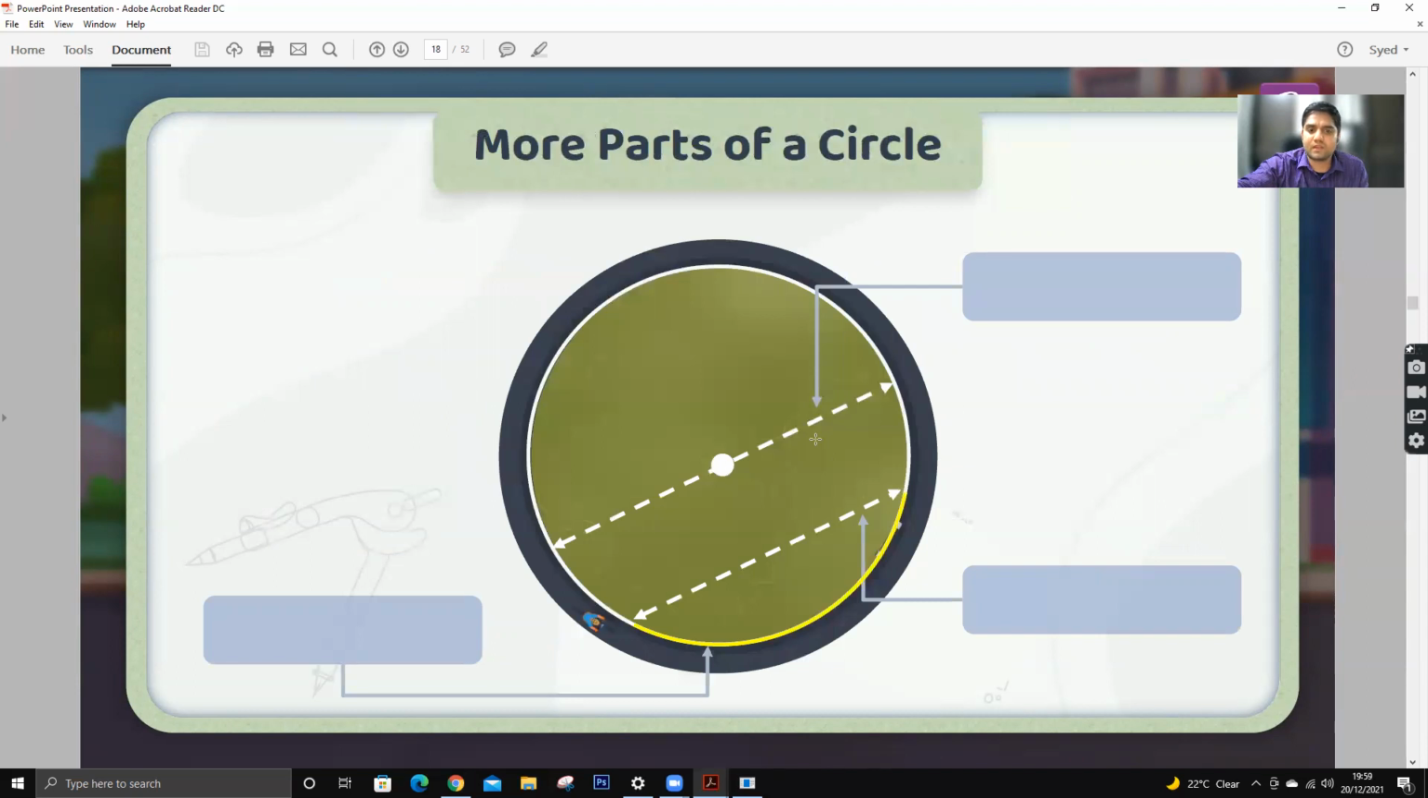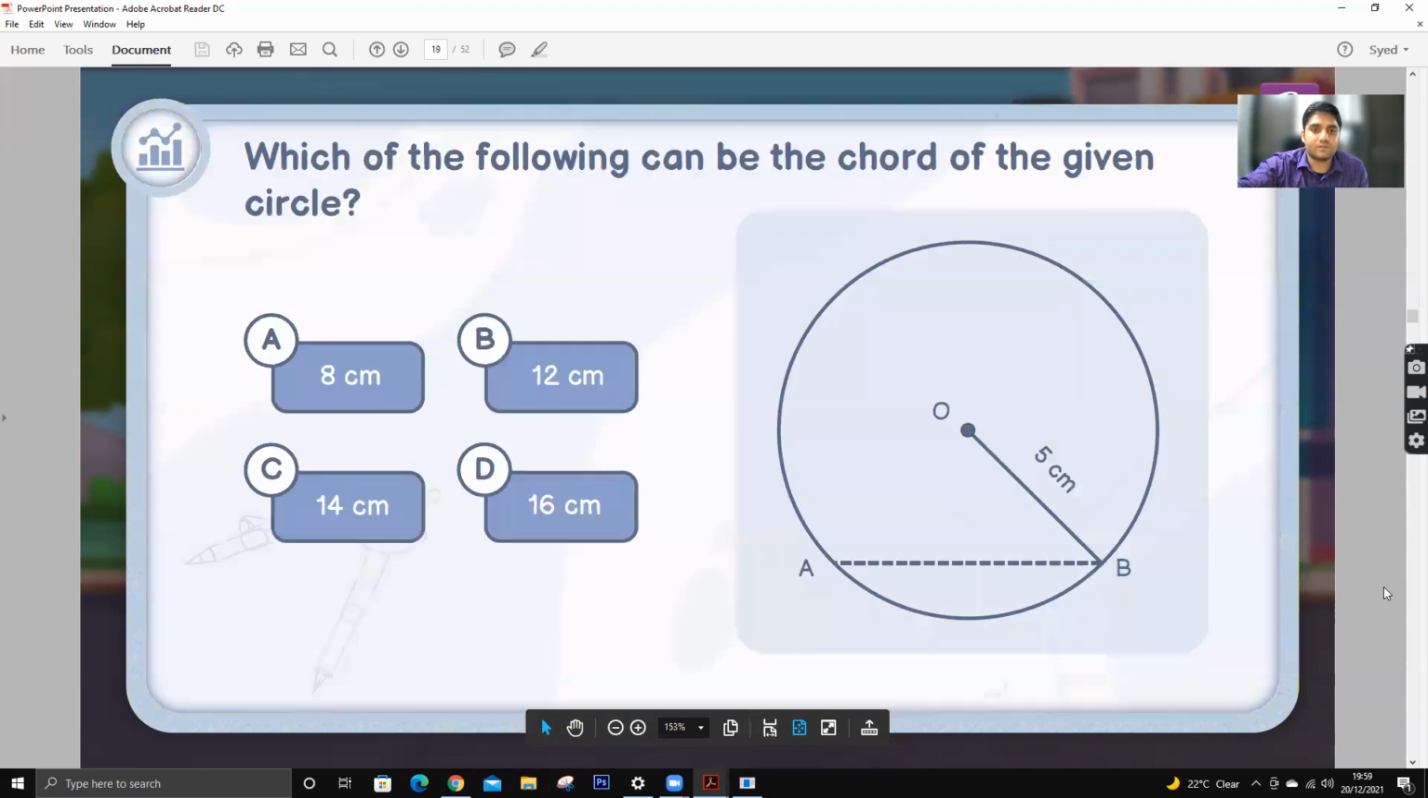Moving to the next, there are more parts of a circle, and I want you all to please draw this figure in your notebook and name the line which is passing through the center of the circle and the other line which touches the circumference at two points. If you know the answer, please write it down. And the new thing you can see here is the yellow line over here, right? So I want you all to please ponder over this thought. What is this yellow line known as? If you know the answer, please write it in the chat box. Good. So moving to the next.